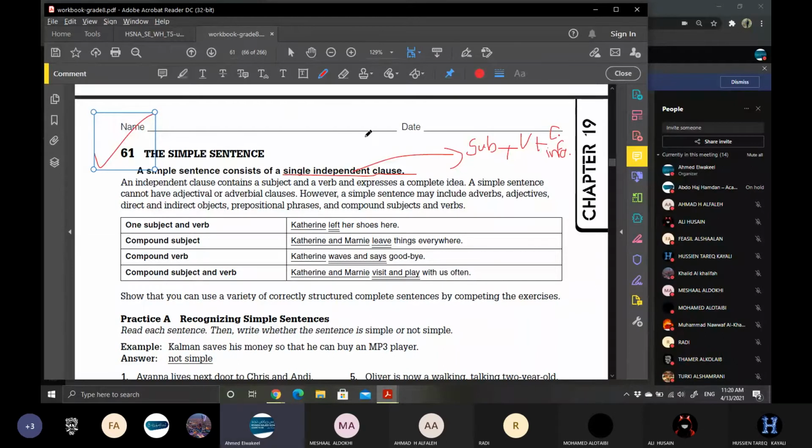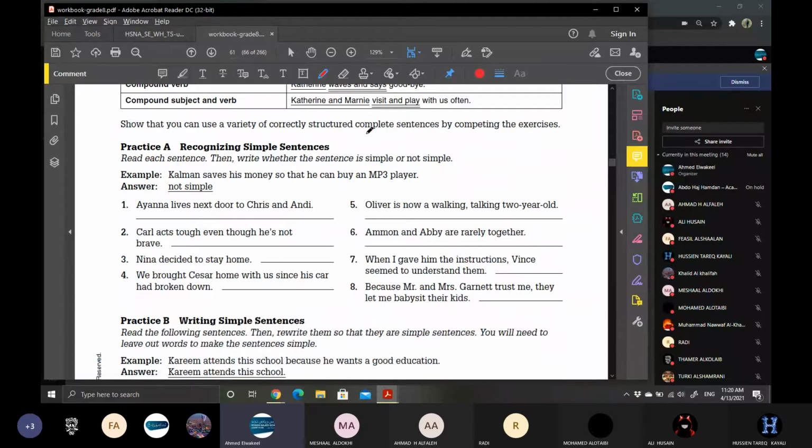So one single independent clause will lead into a simple sentence. Like, for example, Anna lives next door to Chris and Andy. Anna, subject, lives, verb, next door to Chris and Andy, prepositional phrase that gives us the complete thought. Consequently, it's a simple sentence. Carl acts tough, even though he's not brave. So Carl acts tough, until here, that's a simple sentence. Even though he's not brave, that's a subordinate clause. So it's not simple. That's a complex sentence.